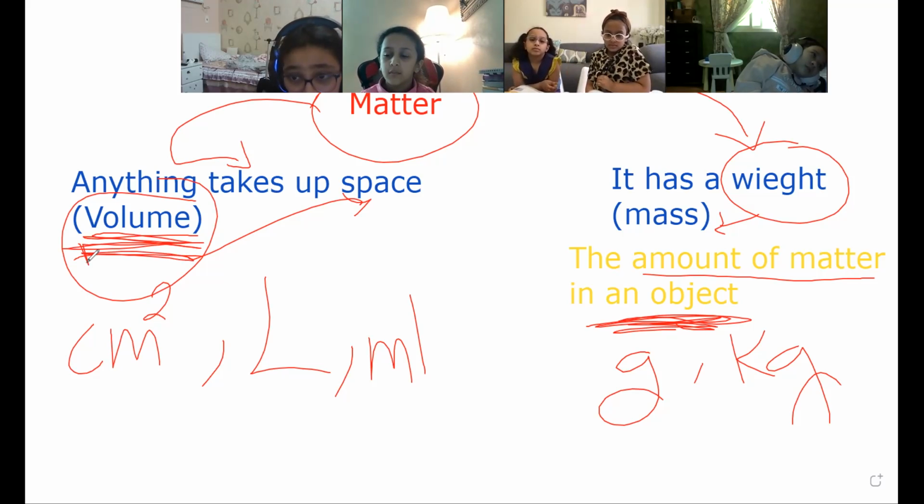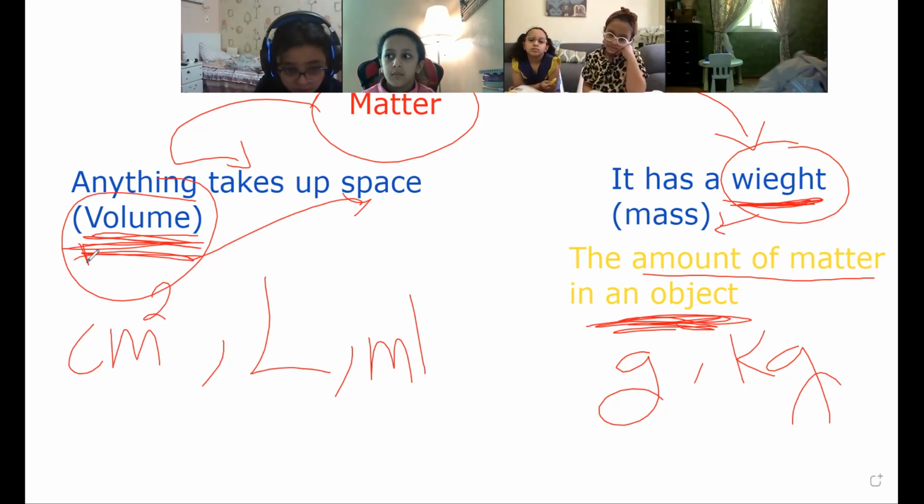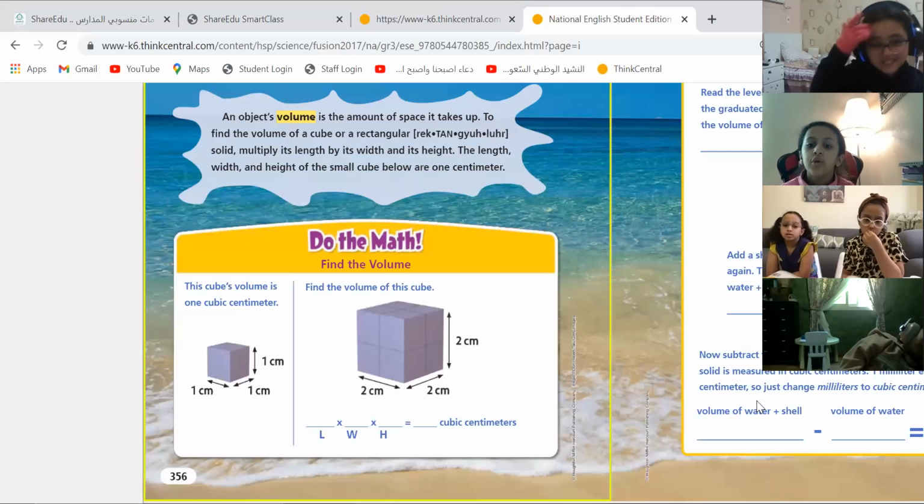But how about how much this cube weighs? Will the table handle this cube or not? Is it heavy or not? Am I talking about volume or mass? Mass. Mass, excellent, because I need to know the weight. If I want to know whether it is heavy or light, I'm talking about the mass. What about the space, Dana? If I'm talking about the space, am I looking for the mass or the volume? The volume. Very good.